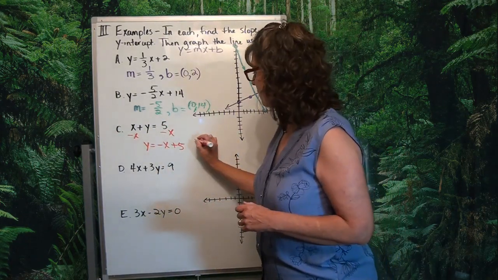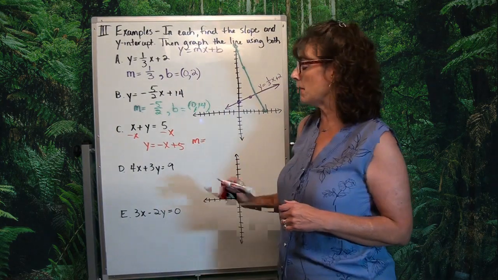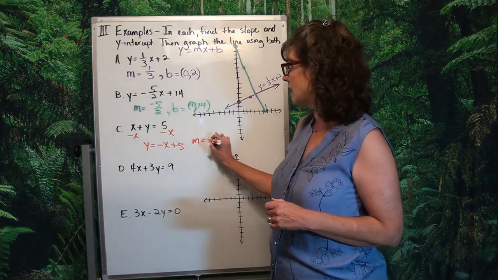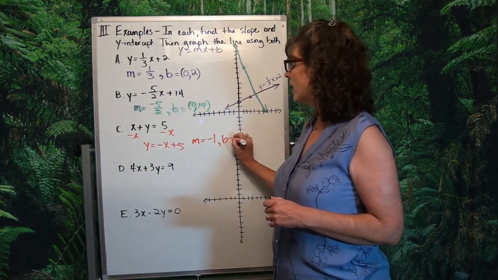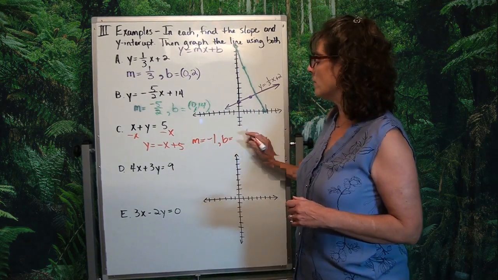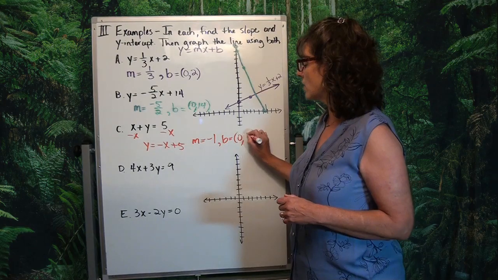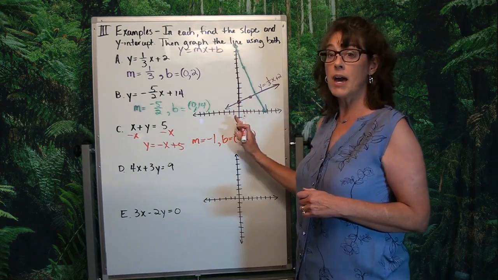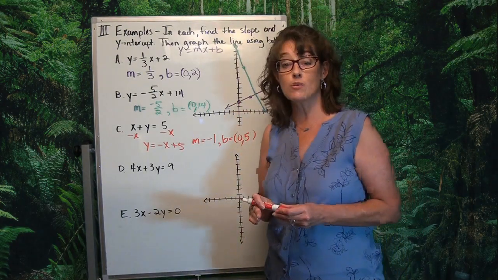Now I can identify my slope and my y-intercept. My slope is the number sitting right in front of the x, -1. My y-intercept is going to be this number right here. Again, I'm going to put it in coordinate form because I like to know where that 0 goes. Because it's crossing this y-axis, that means the x-coordinate is 0.